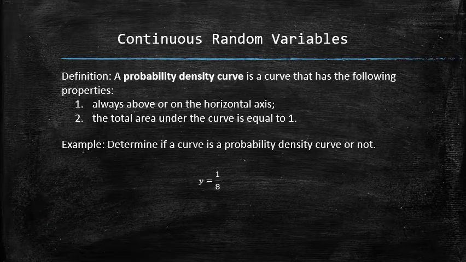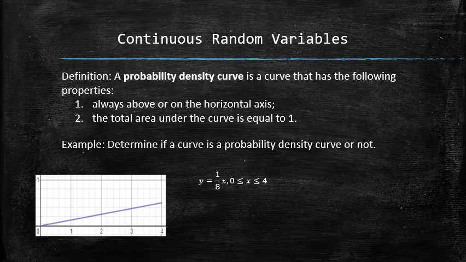Finally, let's find out if the graph of the following equation is a probability density curve or not. Since the graph is entirely above the x-axis and the area is equal to 1, you can easily verify that by using the formula for finding the area of a right triangle with the base equal to 4 and the height equal to 1/2. The given curve is a probability density curve.